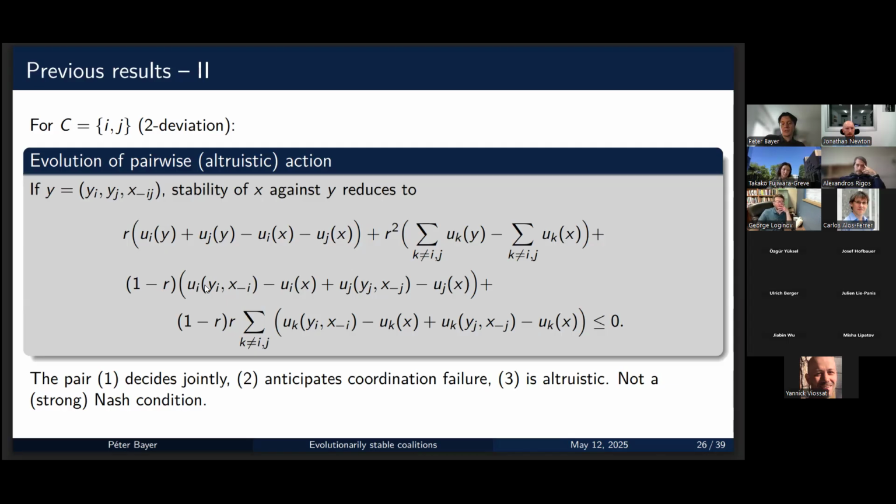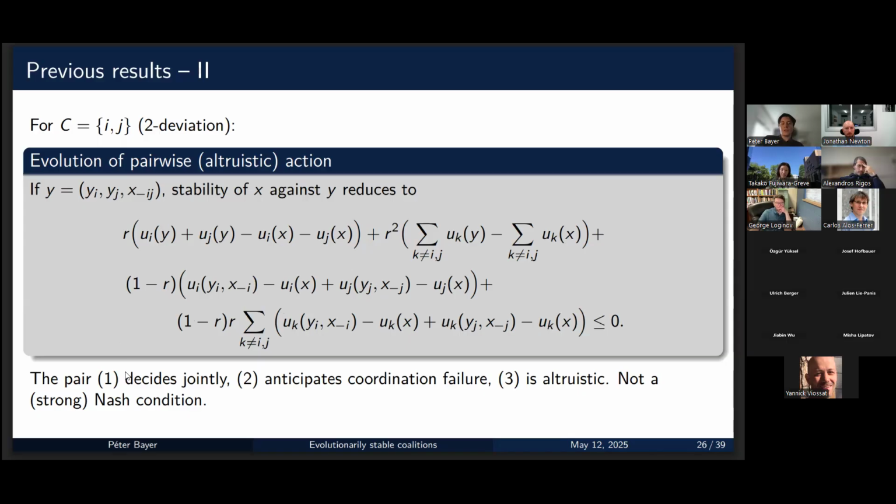What is the payoff gain of player I? That's what we see here. And then we have, what if player J shows up and player I doesn't? What is the payoff advantage of player J in this case? And then we have the externalities, 1 minus R times R. This is the externalities if only I shows up for the party. And this is the externalities if only J shows up for the party.